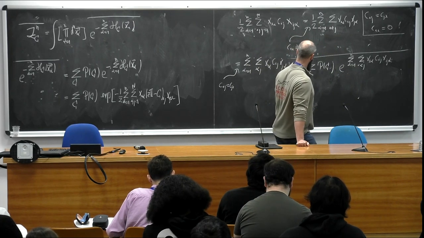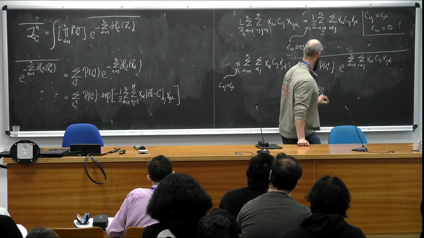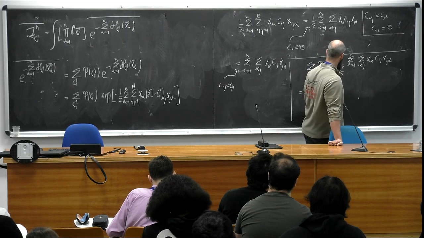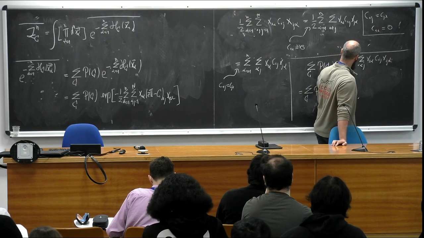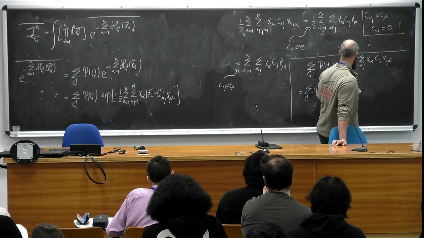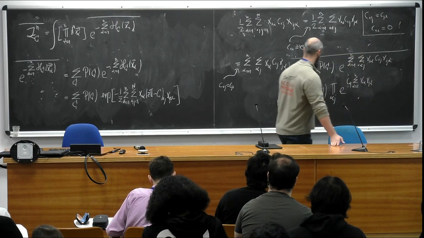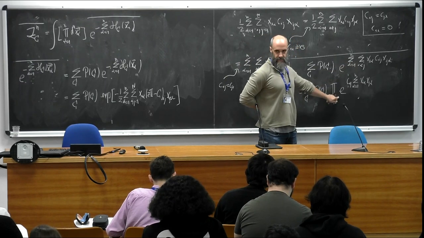This is equal to the sum over all values of C of P(C) of the product for i smaller than j of the exponential of, let me put it like this, C_ij times the sum for alpha from 1 to n replicas of x_i^alpha x_j^alpha. I have not done anything. The only thing I've done is to put this sum as a product in front of the exponential.